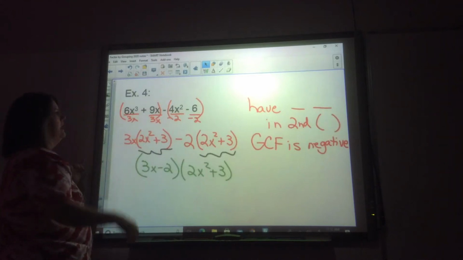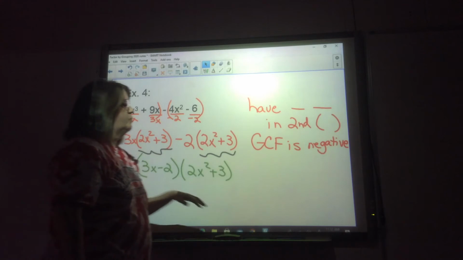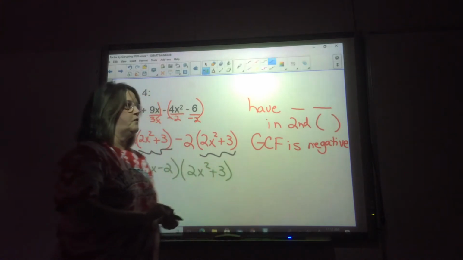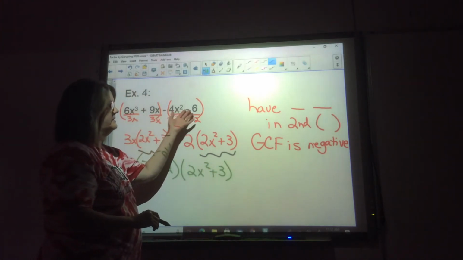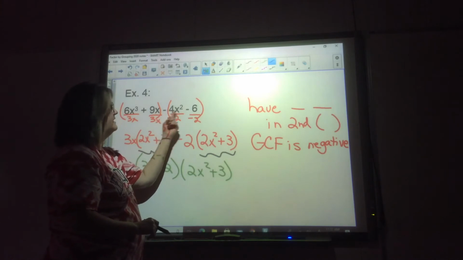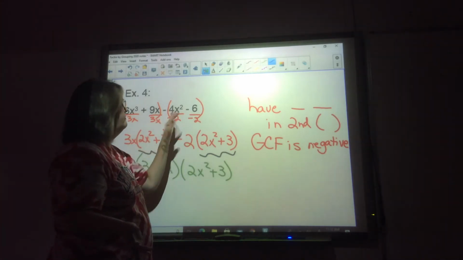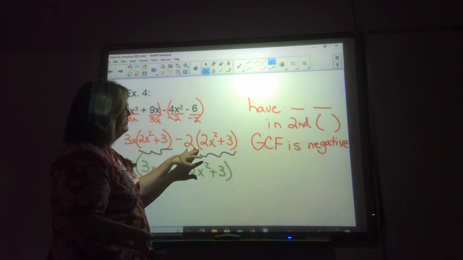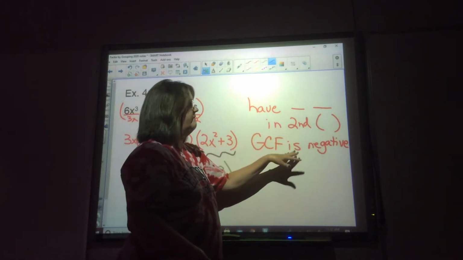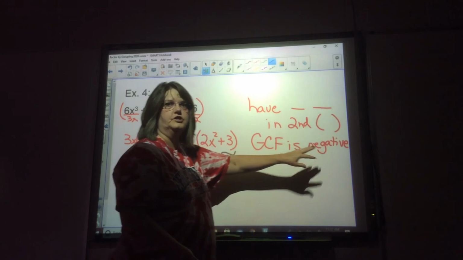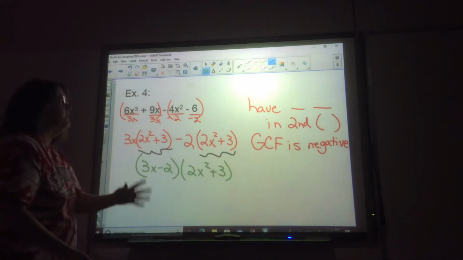Okay. Now, notice here what's different. Everything I've done so far has had all pluses. This does not. There are minus signs right here. When that happens, when you factor out the GCF in the second set of parentheses, you're just going to have a minus sign with that GCF. And it's going to take care of everything.